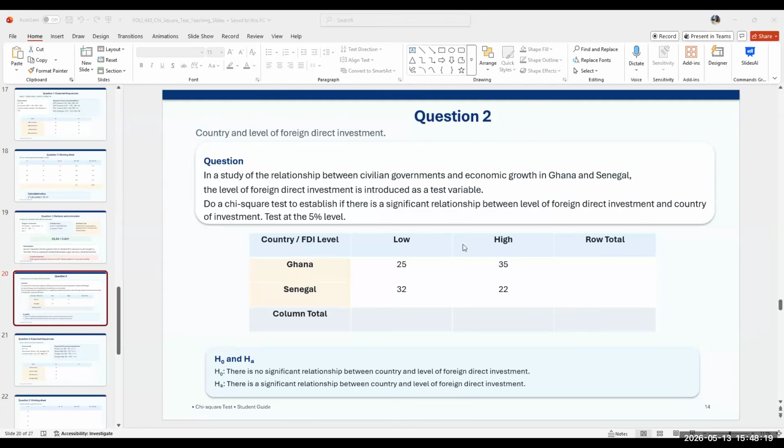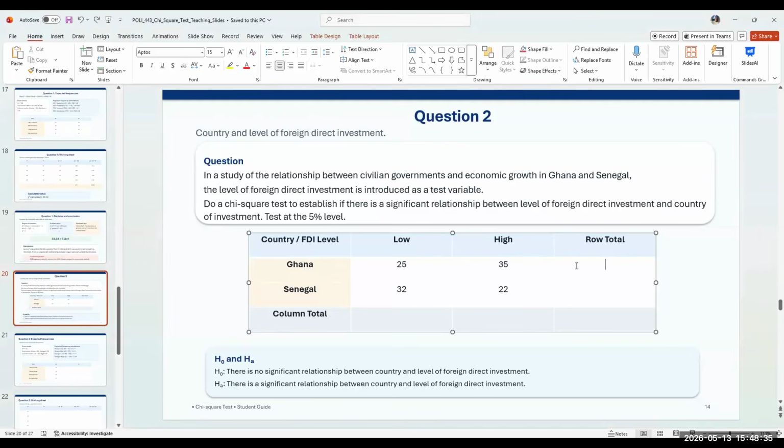So what is the table? This is what you're basically going to be given, maybe this and that, and they will write only low, high. But you would have to bring the row total and the column total here to guide me. So the first thing I'll do is I'll do this.